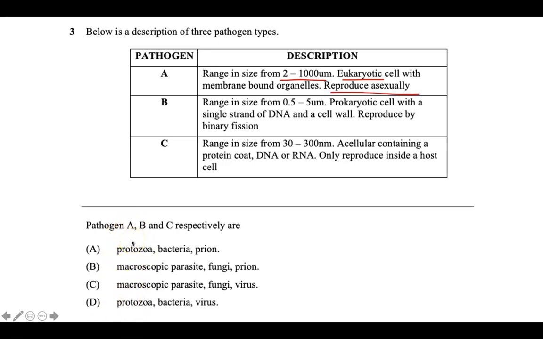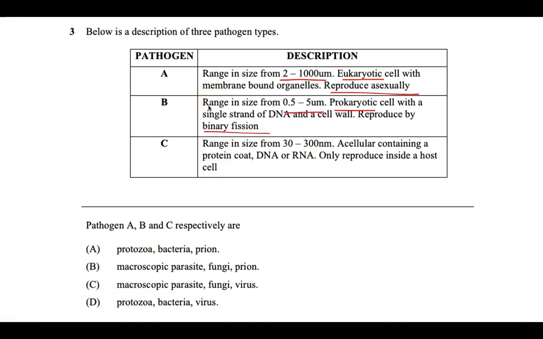that might reproduce asexually. Now, protozoa, they're eukaryotic, they have a nucleus, they reproduce asexually, so that could be an option A. Macroscopic parasite, they don't reproduce asexually generally, or not as a standard. So B and C, we can rule those ones out straight away. So now we're choosing between A and D. Now let's look at option B here, or pathogen B.